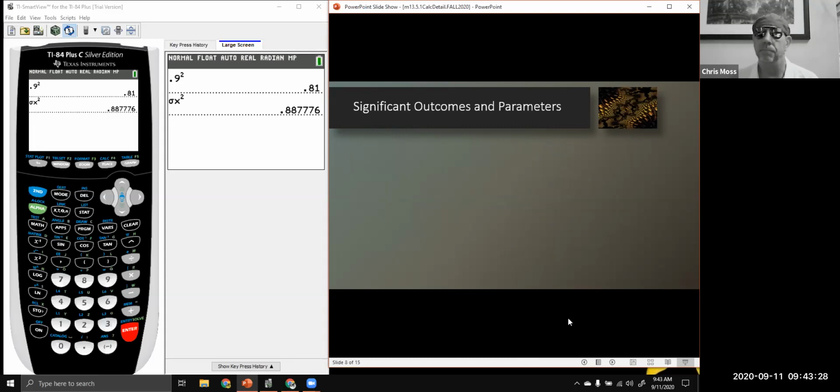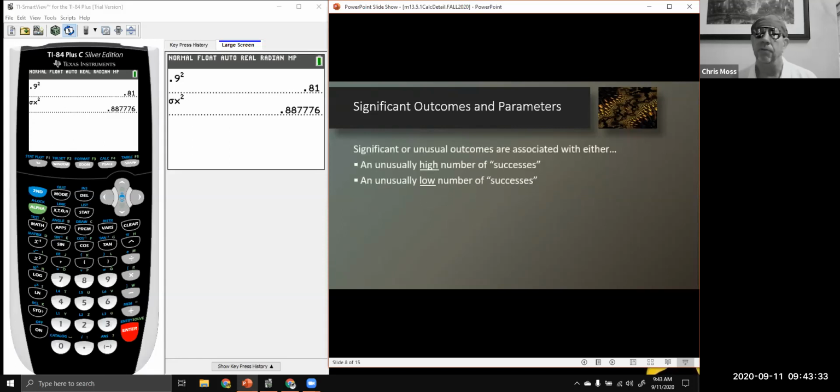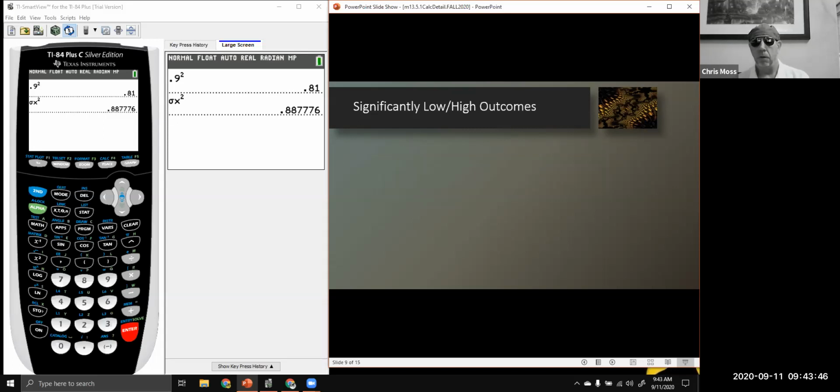So let's talk now about significant outcomes and parameters. Significant or unusual outcomes are associated, at least in this section, with either an unusually high number of successes or an unusually low number of successes, which I guess means a high number of failures. A little bit more about the notion here of significant low and high outcomes. They are defined as outcomes that are at least 2 standard deviations away from the mean. 2 standard deviations on the high side, 2 standard deviations on the low side.